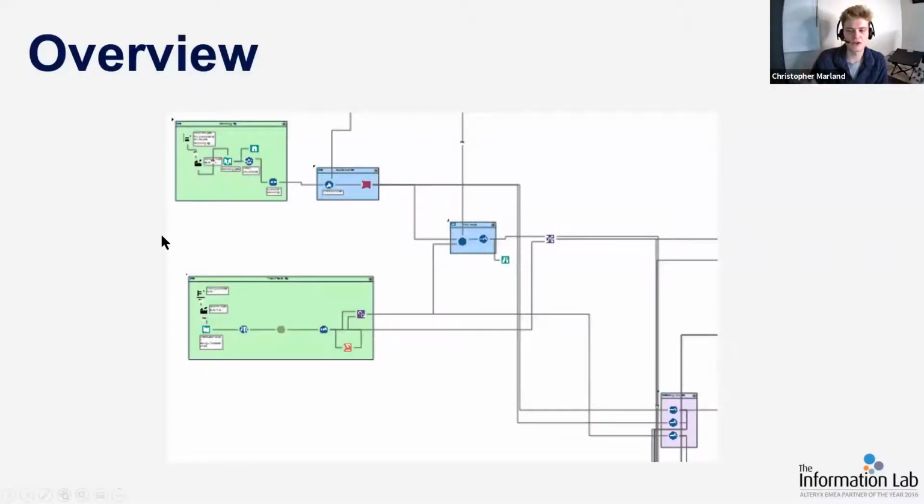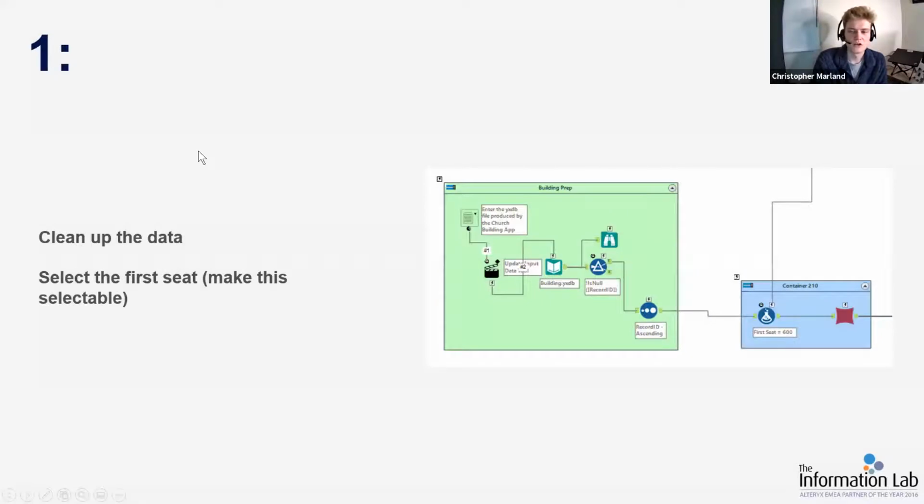So here's a little overview of what the first half of it looks like. First of all, we just want to clean up the data and select the first seat. As you can see, we've got first seat here equals 600. That makes sense for our church, but if other churches were going to use it, they needed to select other seats. So that's why we made that selectable.